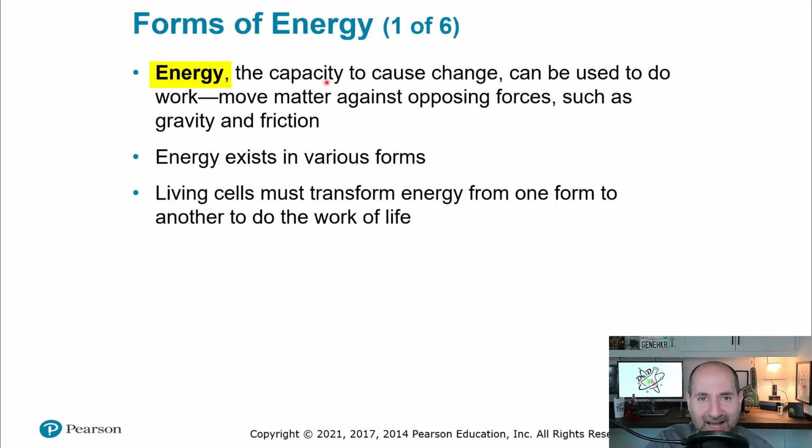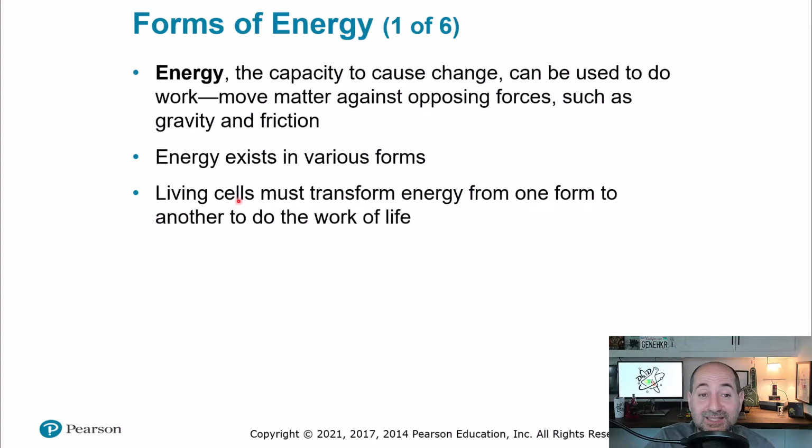Energy is the capacity to cause change. Energy can be used to do work. Energy exists in various forms. There are many different forms of energy, and that's kind of why energy has such a vague definition. You see how energy is defined as the capacity to cause change? That's a pretty vague definition, right? It's not a very concrete definition, and that's because energy can exist in so many different forms. The only thing those forms have in common is that they have the capacity to cause change.